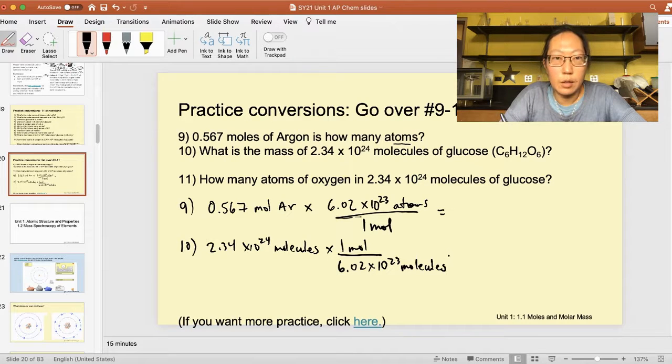Okay, and then to get to mass, we need to multiply by the molar mass of glucose, which was about 180. And so take that, divide it by that, multiply by that, and you get the answer.